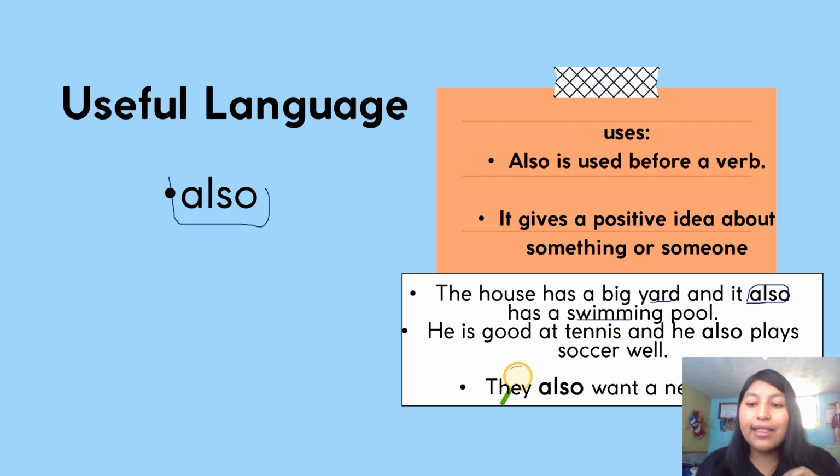So you are giving extra information. You are adding information with also. He is good at tennis and he also plays soccer well. Can you see? You say he is good at tennis, so he plays tennis and he also plays soccer. You give extra information. They also want a new car. They want more things. They also want a new car.